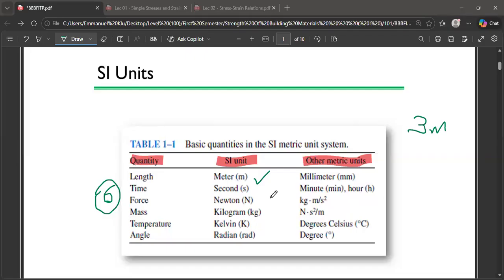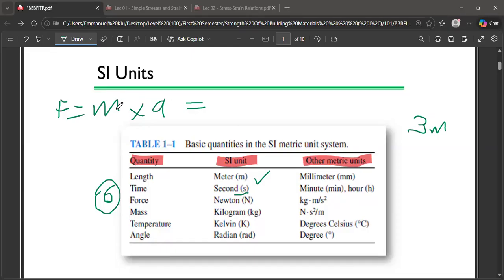Remember that time is also measured in seconds. So anytime you are calculating for time, you are supposed to write your answer in what? Seconds. You are supposed to add your unit to your answer. If you fail to add a unit to your answer, you're going to be penalized. We said force is equal to what? Mass times acceleration due to gravity. So that is mass times what? Acceleration. If you don't express your answer in Newton, it is wrong.